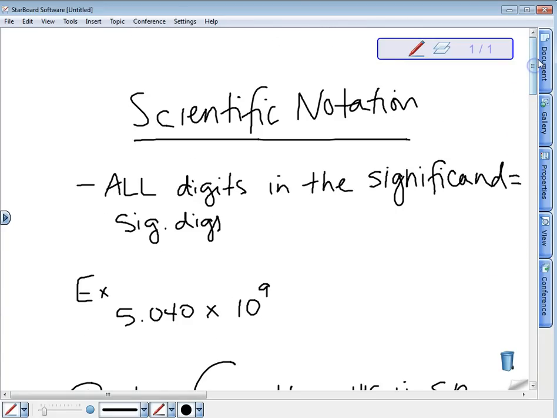Okay, for those of you who are struggling a little bit with scientific notation, let's talk about that. When we put a number in scientific notation, it's important to note that all numbers in the significand are significant digits. Every single digit. This right here, the thing you're multiplying by 10, is the significand, and all of those digits are significant. If you have a 0 that isn't significant, then you don't include it in your significand.